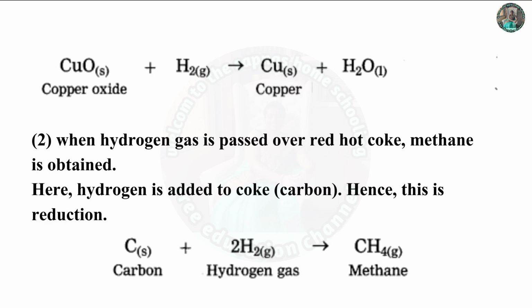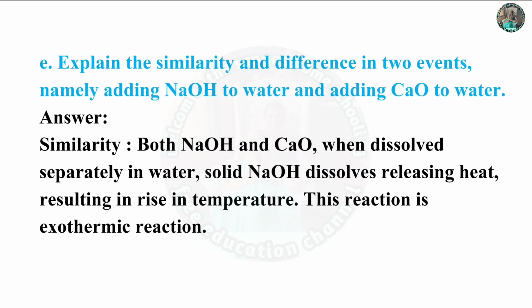Second, when hydrogen gas is passed over the red hot coke, methane is obtained. Here hydrogen is added to coke, means carbon. Hence this is a reduction. So look, carbon plus hydrogen gas is equal to methane.